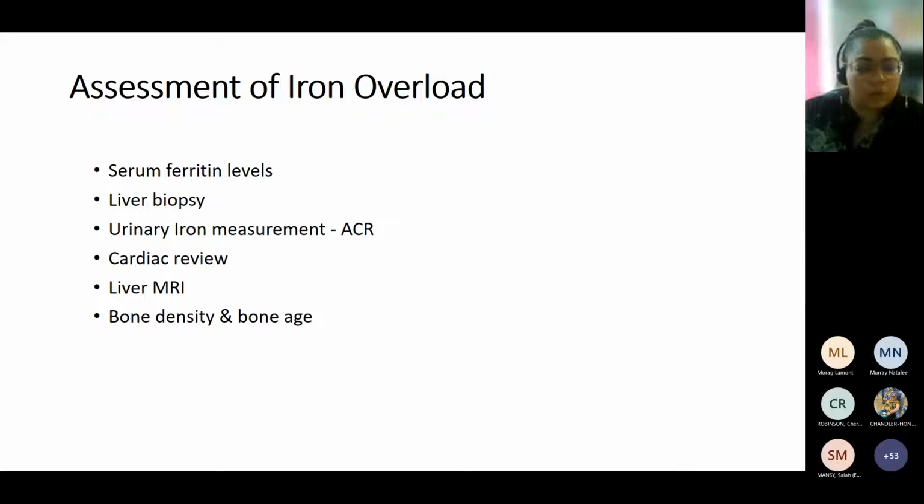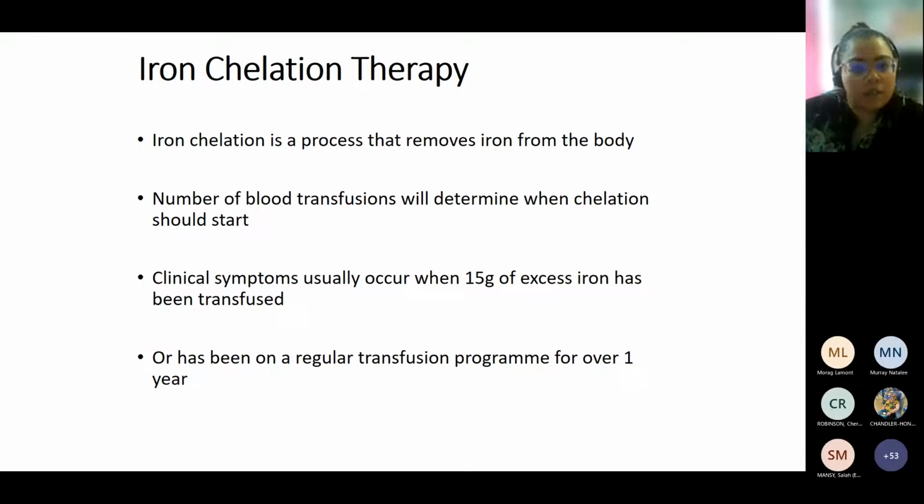So you just keep on top of their annual investigations related to chelation therapy. Chelation is the process that removes iron from the body. After you've had probably about a year's worth of transfusions, we would then look to start chelation. You wouldn't start it from the beginning.